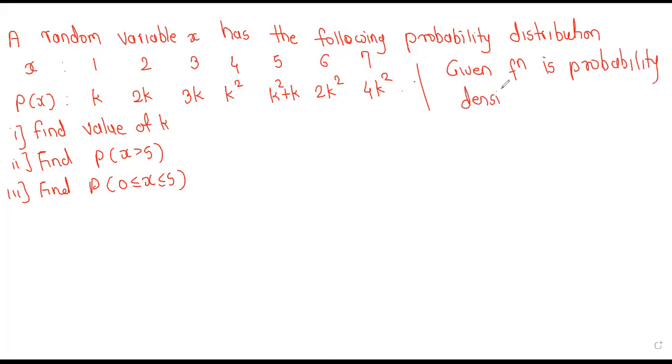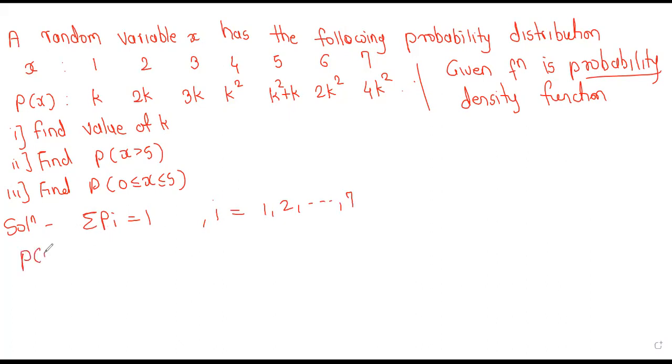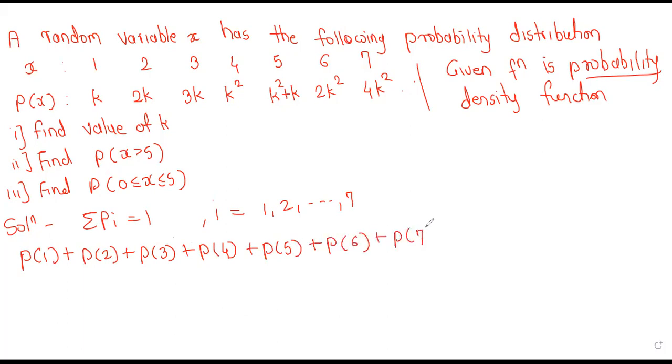So first of all, we have to calculate the value of k. Clearly the given function is a probability density function, so summation of pi is equal to 1. Now here i runs from 1 to 7. So we can write this summation pi as p of 1 plus p of 2 plus p of 3 plus p of 4 plus p of 5 plus p of 6 plus p of 7 is equal to 1.